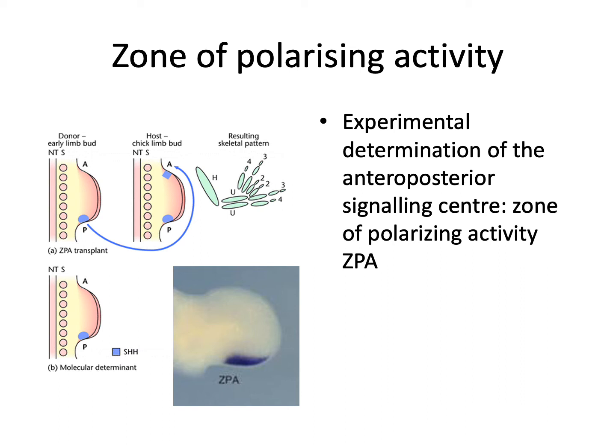So the zone of polarizing activity, again, using experimental data where we can take away this segment of cells and replant them in a different part of the developing limb bud, and we have the kind of mirror image of resulting skeletal pattern which mirrors each other. And the ZPA expresses high levels of sonic hedgehog. Again, if this question comes up, it's something that you can mention in terms of digit formation.